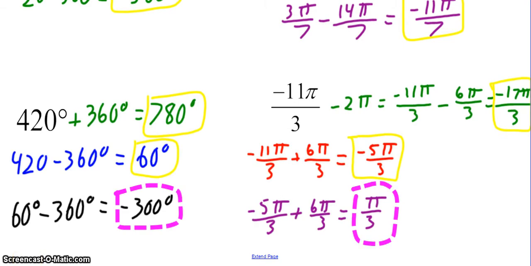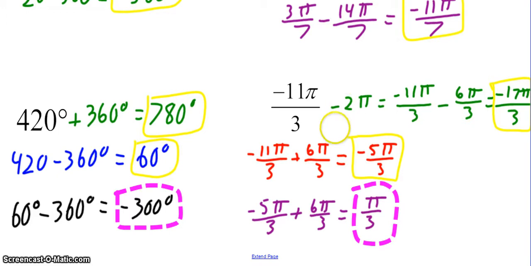Okay, so starting with 420 degrees. If we add 360 degrees, we get 780 degrees. That is a positive coterminal angle of 420 degrees. Starting at 420 degrees, if I subtract 360 degrees, I get 60 degrees. That is also a positive coterminal angle of 420 degrees. I need to get one positive and one negative, so I need to continue to subtract 360 degrees. So I take 60 degrees, which was a coterminal angle, and I subtract 360 degrees from that. That gives me negative 300 degrees.